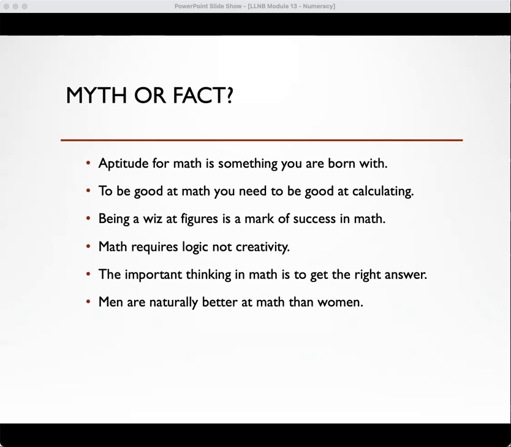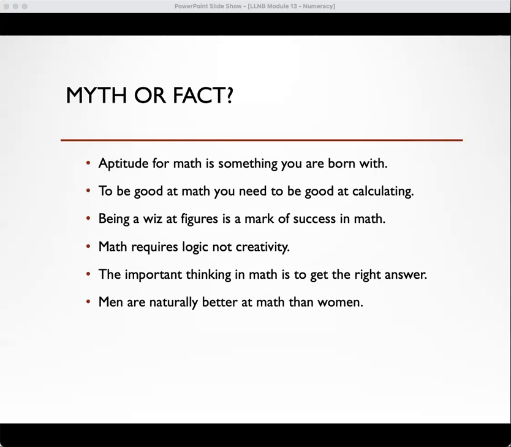Math requires logic, not creativity. Well, I know for myself, balancing my bank account at the end of the month can take a lot of creativity. To create the abstract form of numbers requires actually a lot of creativity. So again, this is a myth. Math is a creative process.